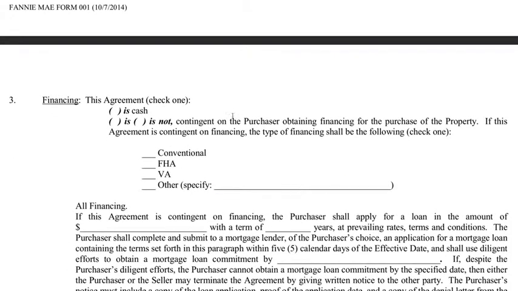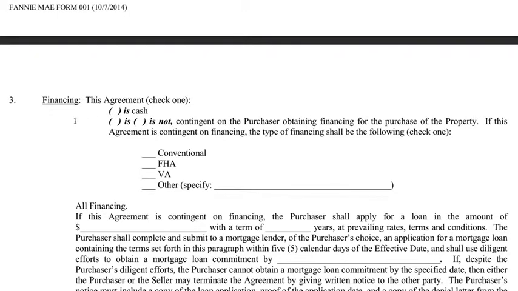We have closed some of these in as quick as 2 weeks. Some of them take a little longer, just depends on what happens at the title company and what their schedule looks like. Financing. Is this property contingent on financing? Is it not contingent on financing, or is it going to be cash? Fill out whichever of these options is appropriate.